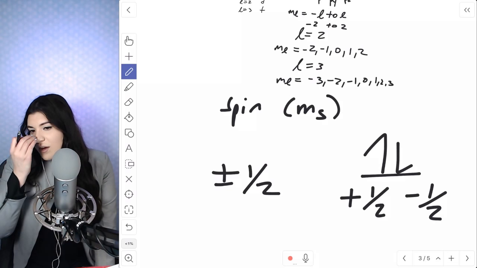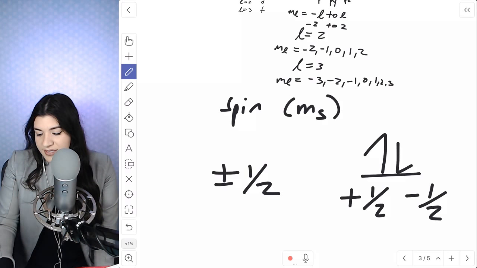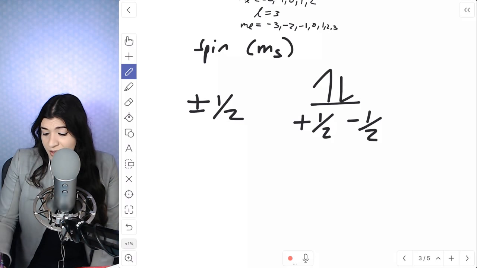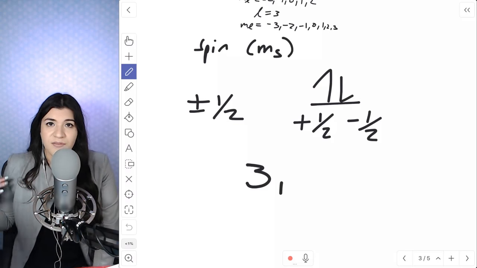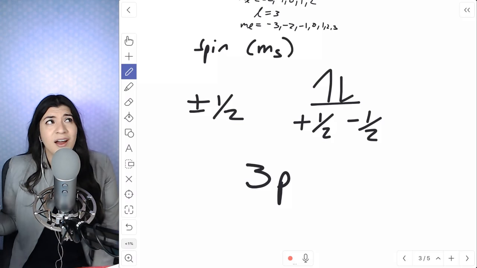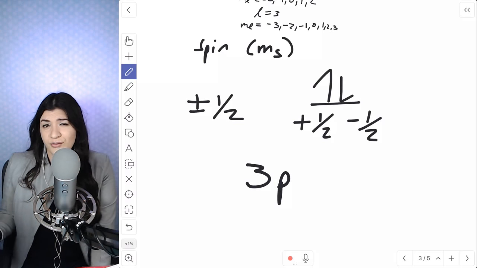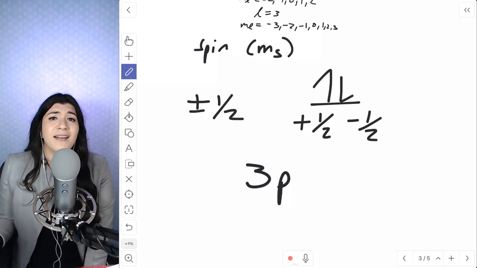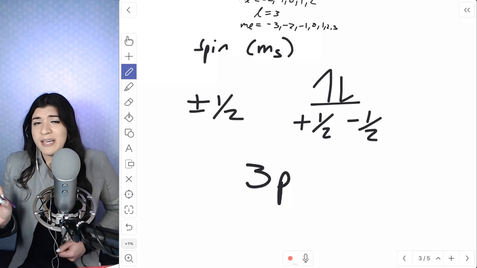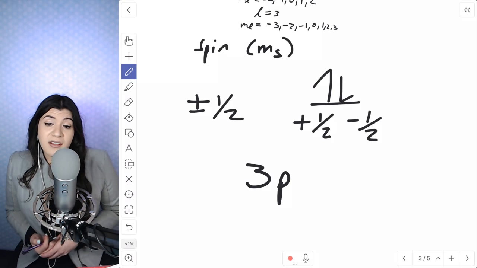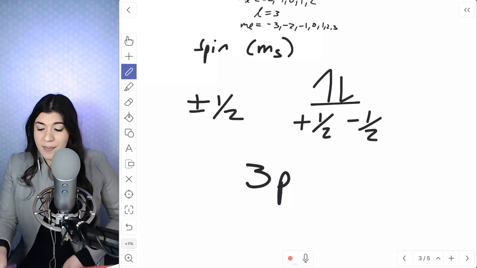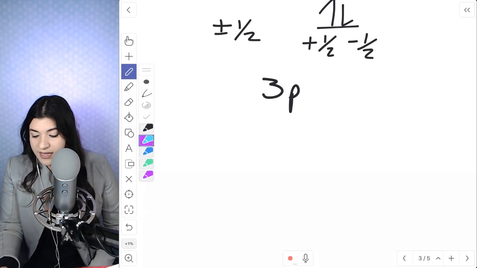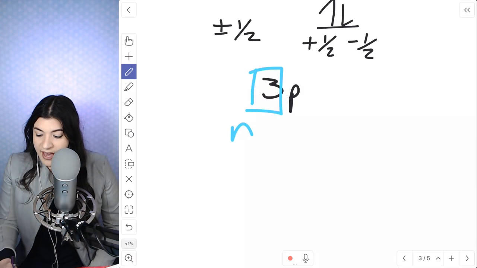Now, if they gave you something like, find the quantum numbers of 3p. So if they had a 3p orbital, or even if they just said the electron configuration ended in 3p6 or something like that, really I'm just going to focus on 3p, then this automatically tells you your quantum numbers. Okay, so I'm just going to look at 3p for right now. And this 3 tells us what the n is, right? So then n is equal to 3.